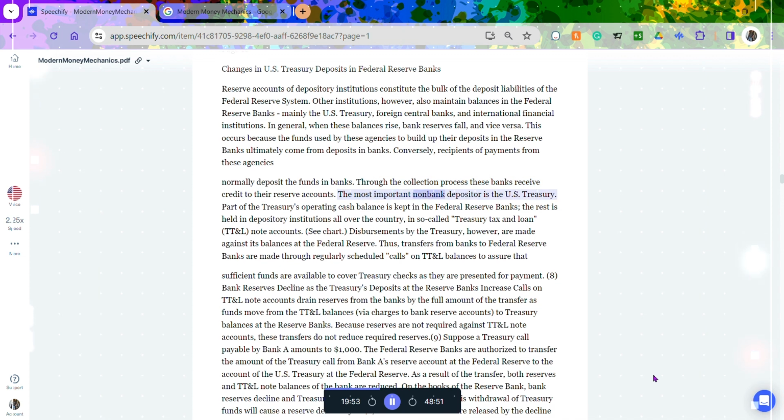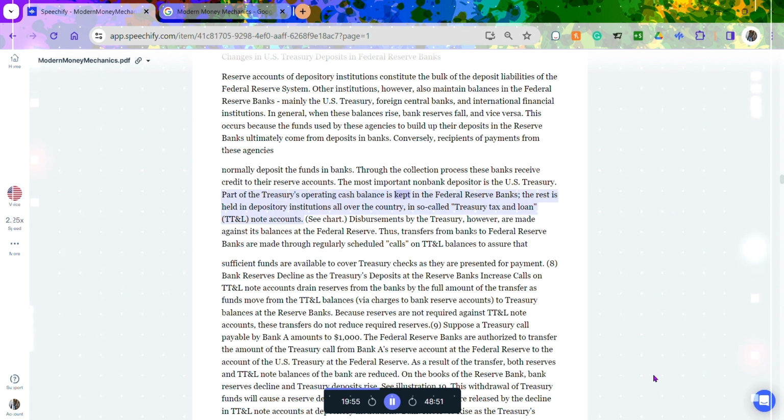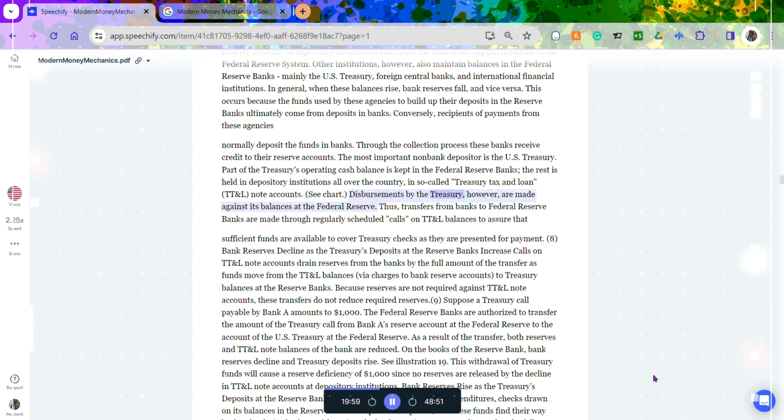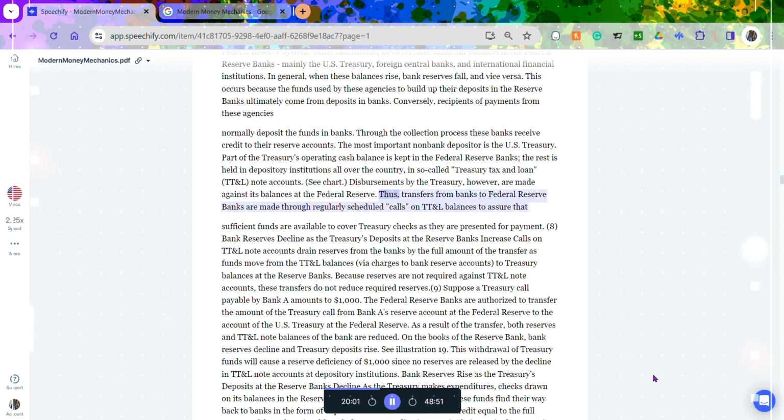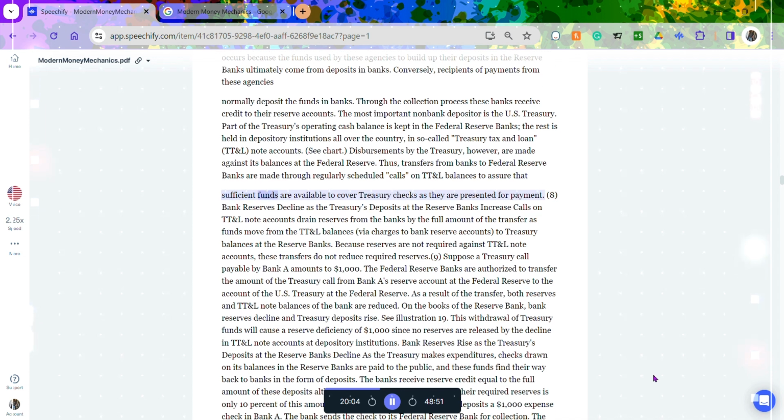The most important non-bank depositor is the U.S. Treasury. Part of the Treasury's operating cash balance is kept in the Federal Reserve banks, the rest is held in depository institutions all over the country, in so-called Treasury Tax and Loan, TT&L, note accounts. Disbursements by the Treasury, however, are made against its balances at the Federal Reserve. Thus, transfers from banks to Federal Reserve banks are made through regularly scheduled calls on TT&L balances to assure that sufficient funds are available to cover Treasury checks as they are presented for payment.